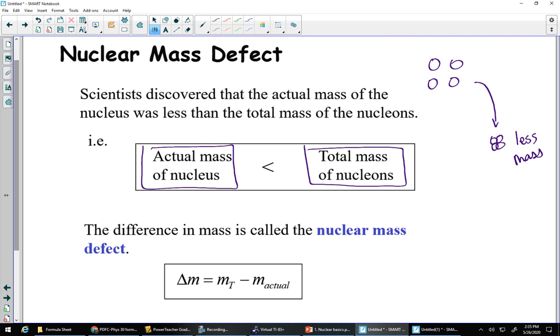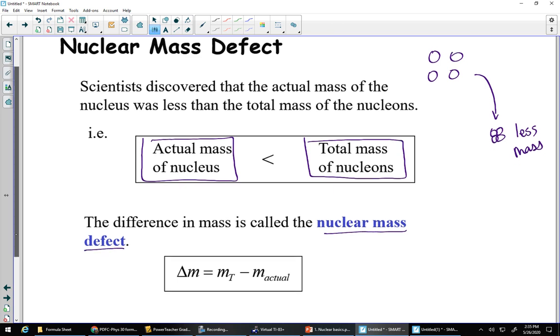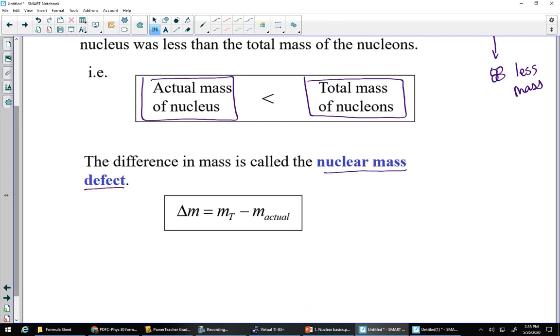Pretty weird. This is called the nuclear mass defect. And if I ever wanted to figure out my nuclear mass defect, all I need to do is take the difference between my total and my actual. Now, I know that delta typically means change in, and it's final minus initial, which would make this backwards and would make it a negative number. Honestly, it doesn't really matter. You can take the absolute value. So I'll just show you that really quick.